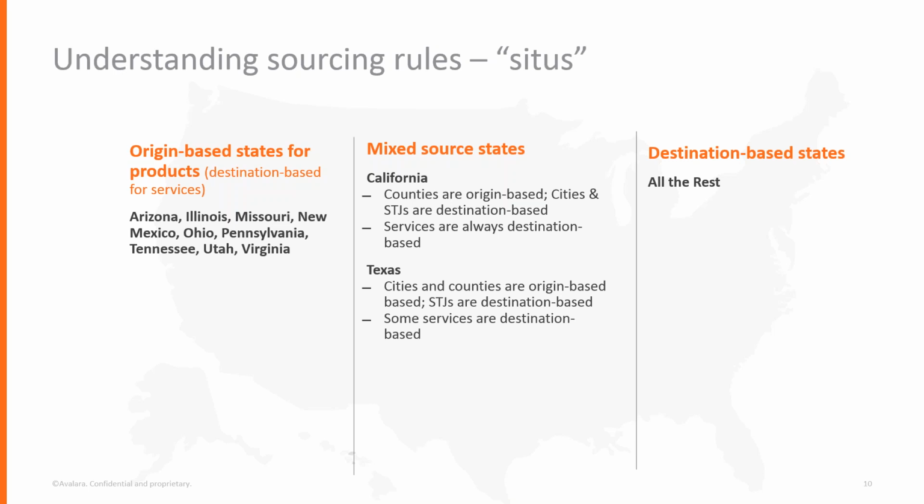The native tax functionality in a shopping cart or in QuickBooks Online or QuickBooks Desktop is not going to take this into account. You have states like California and Texas, where counties are origin-based, and cities and special taxing jurisdictions are destination-based. And anytime you're going on site or driving somewhere to perform a service, an installation, or delivery, or something along those lines, those are always going to be destination-based.